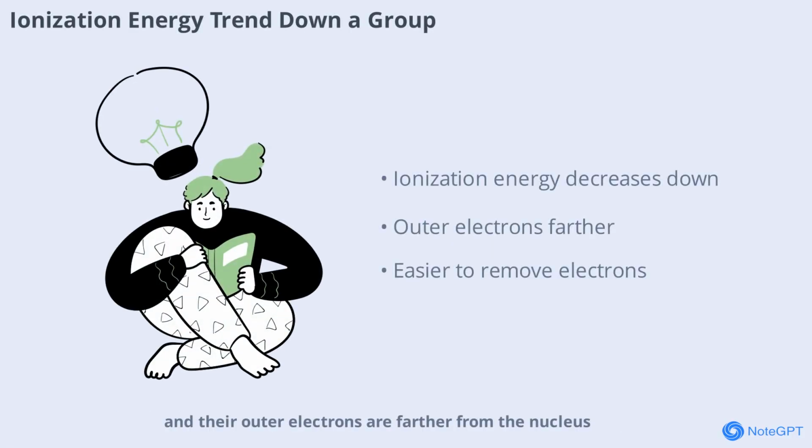Atoms get larger and their outer electrons are farther from the nucleus. The increased distance and shielding from inner electrons make it easier to remove an electron.